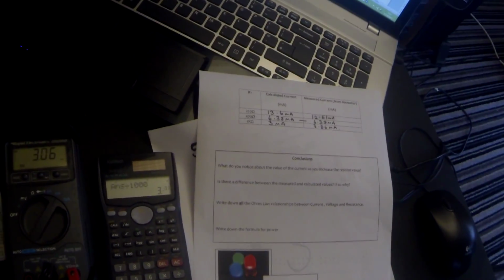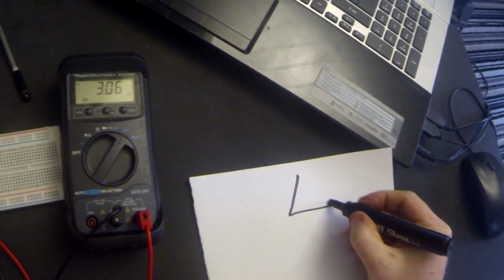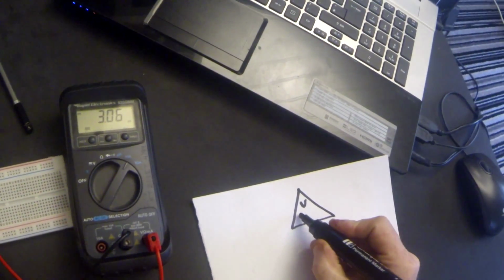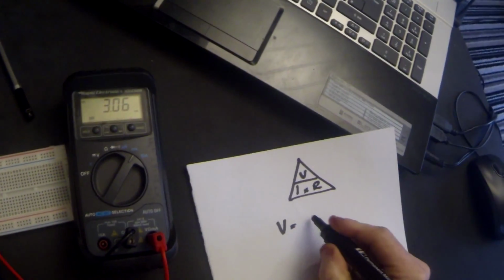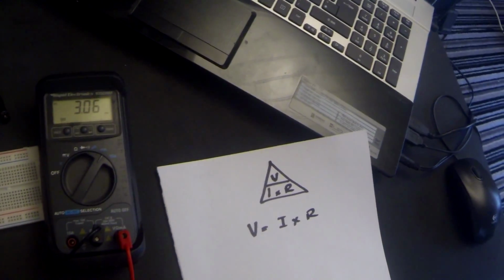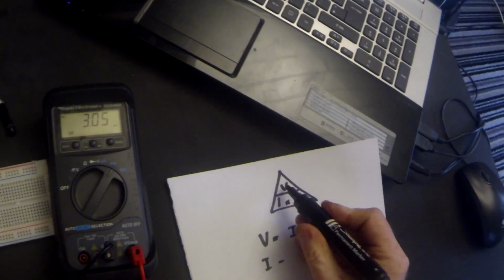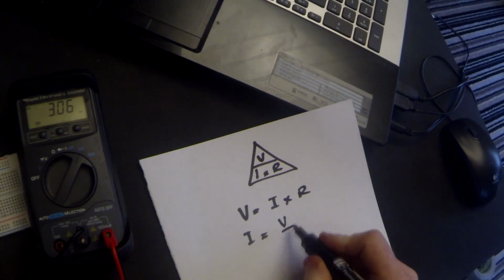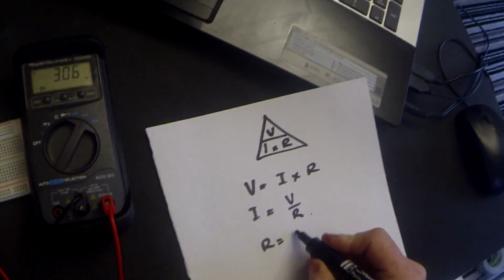Write down all the Ohm's law relationships between current, voltage and resistance, and then write down the formula for power. Let's have a little look at these. Well, we know that V is equal to I times R. That's our Ohm's law triangle. Therefore, we know that voltage is equal to current times resistance. Therefore, we know that current is equal to voltage divided by resistance. And we therefore know that resistance is equal to voltage divided by current.